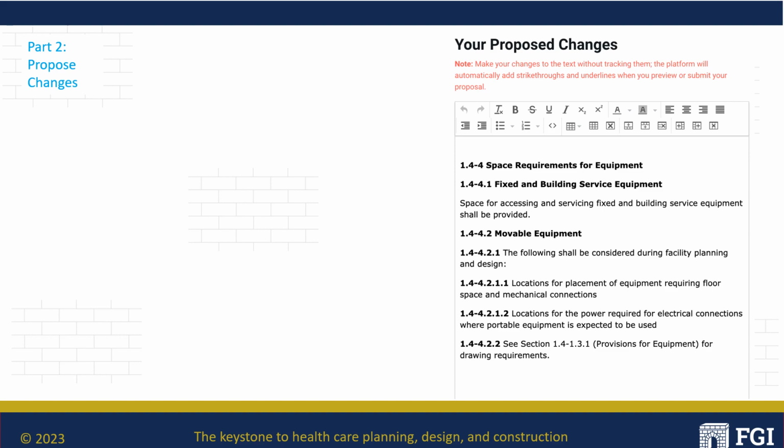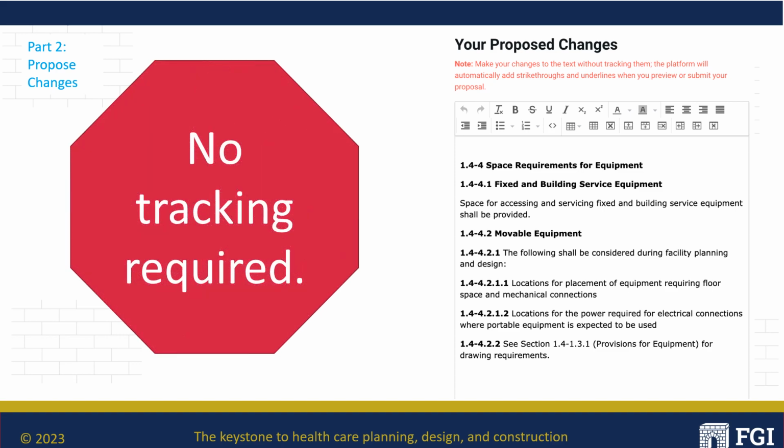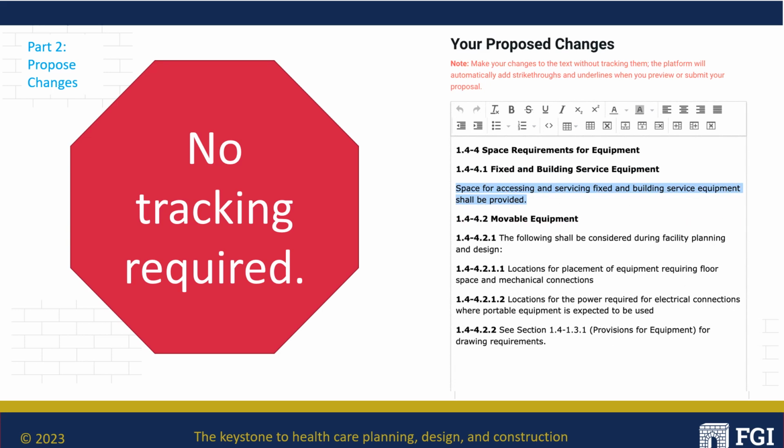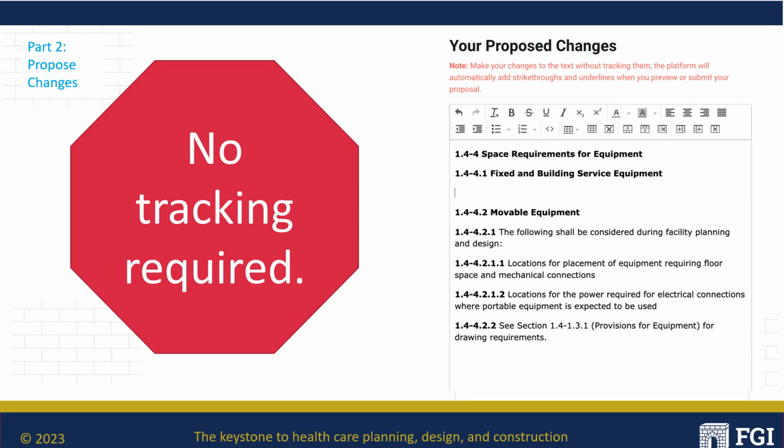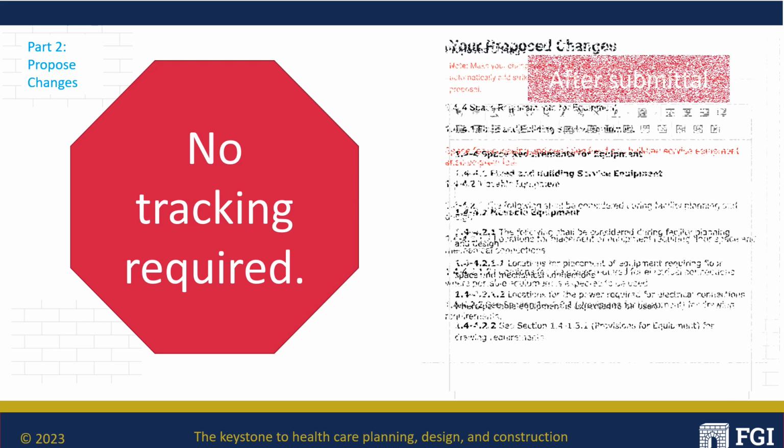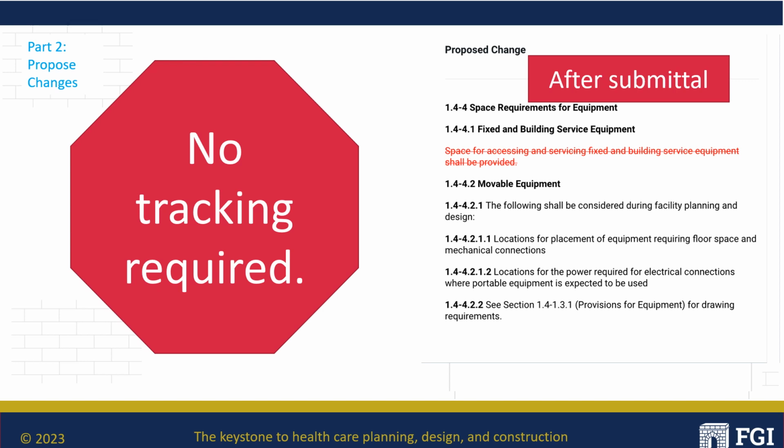A nice feature of this platform is you don't have to worry about tracking any changes you make. The system does that for you automatically. Let's say you want to propose deletion of this section here. You'd simply highlight it with your cursor and hit delete. As you can see, the text disappeared. Easy. But how will others know you're proposing deletion of this text? Once the proposal is submitted, your deletion will appear as red text that's been struck through. There's no need for you to change the color when making your proposed changes.